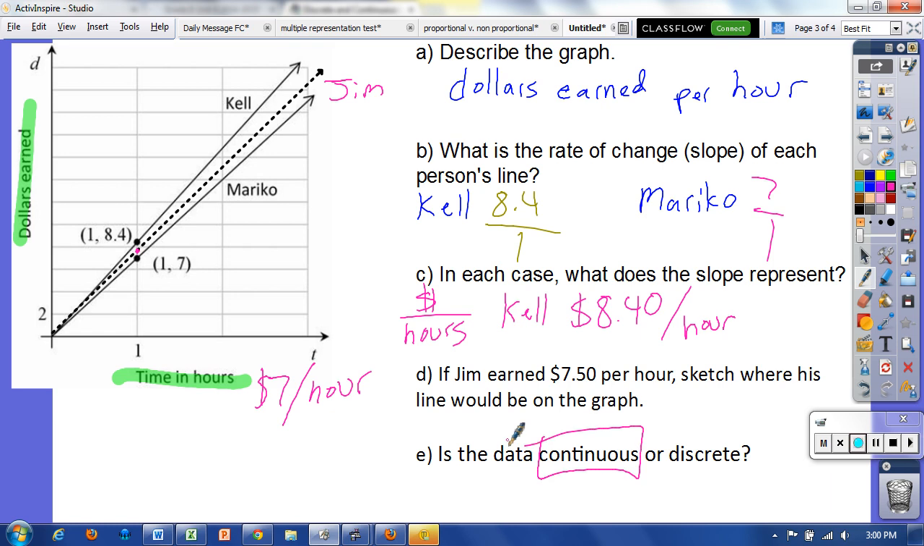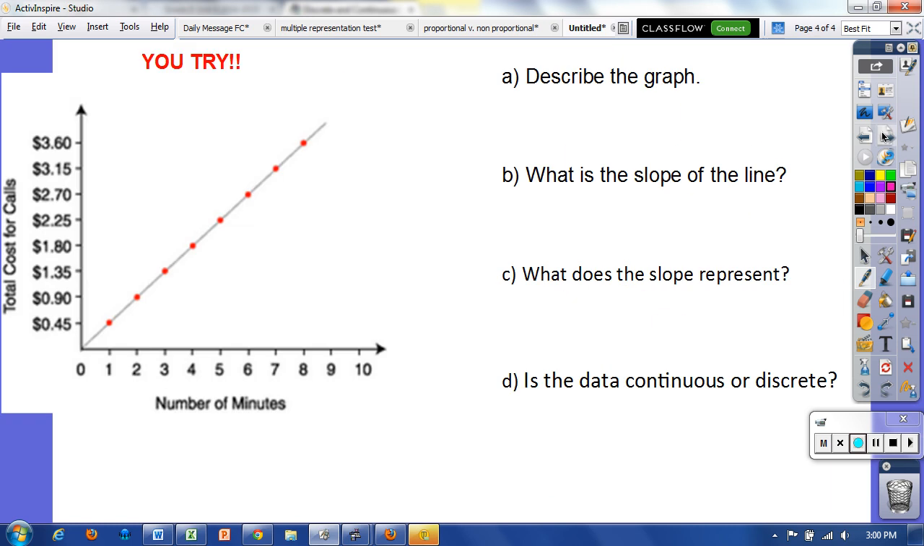All right. And so here is a U-try. Make sure you describe the graph, tell me what the slope is, answer all the questions. We will discuss tomorrow.